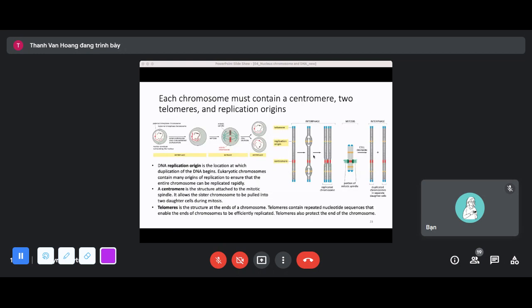So the centromere is the structure where the mitotic spindle attaches during mitosis, so the sister chromatids can be separated into the two poles of the dividing cell. Okay? And the telomere is at the end of each chromosome. It contains many repeated nucleotide sequences.